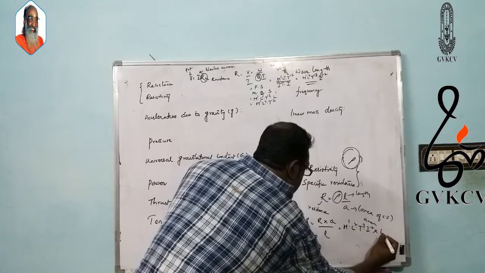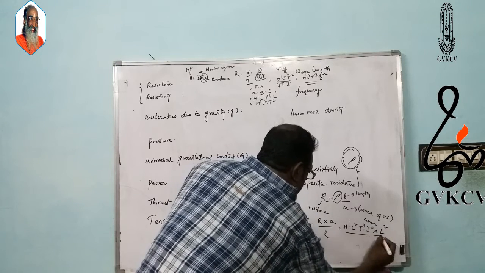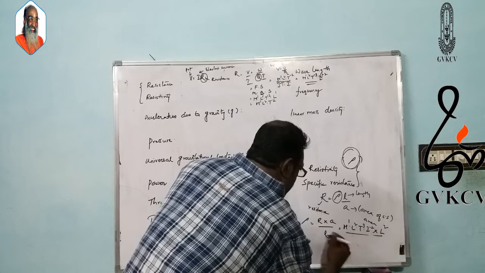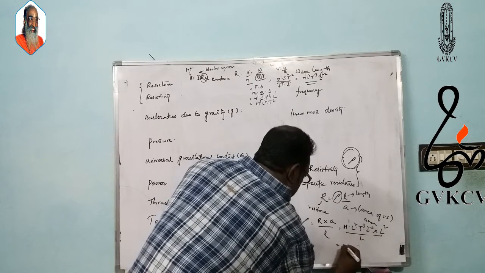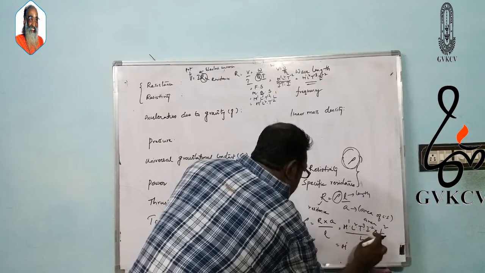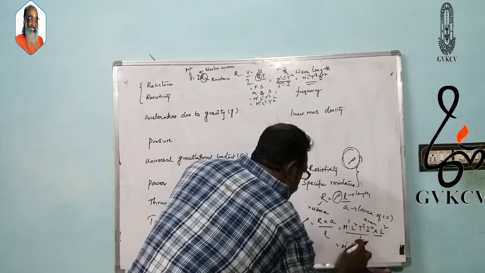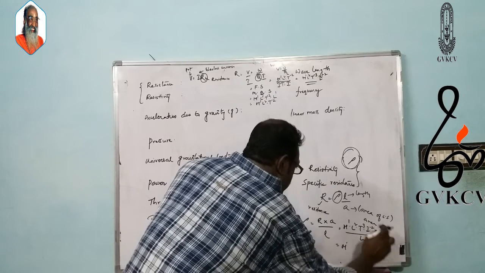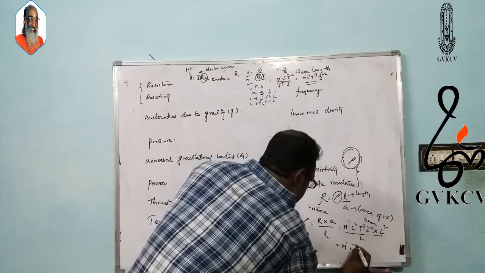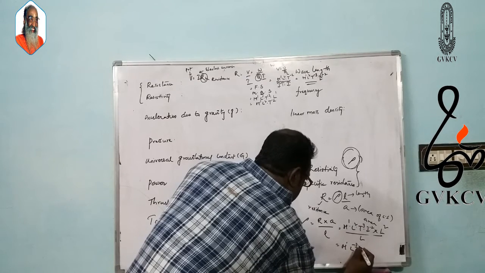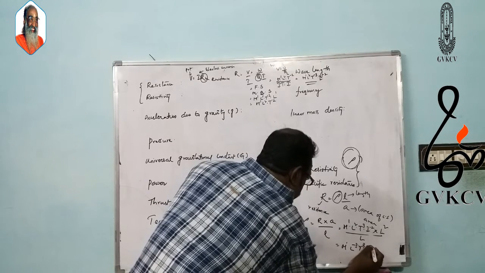Area is L square. Area is length into breadth, that is L square, and length is L. So M1 L square over L to the power of 4. If it goes to the numerator, it becomes minus 1, and L to the power of minus 3, T power minus 3, I to the power of minus 2.